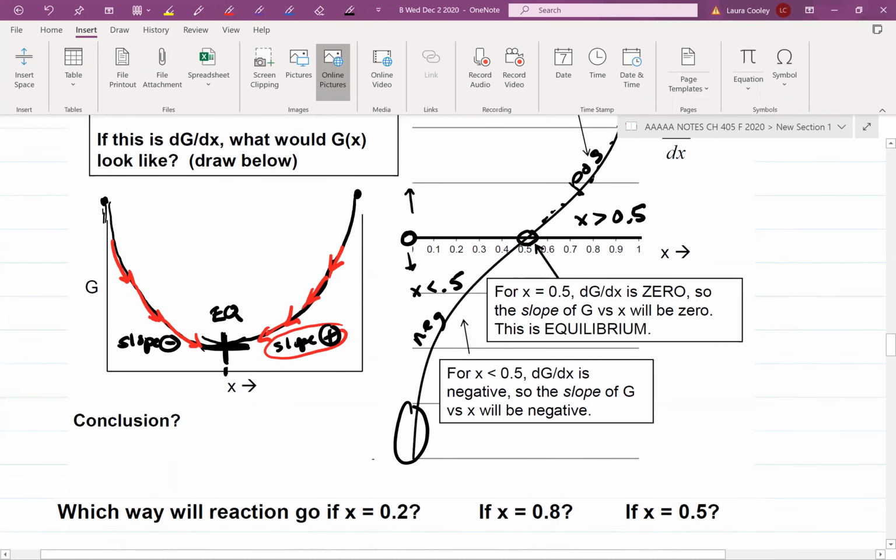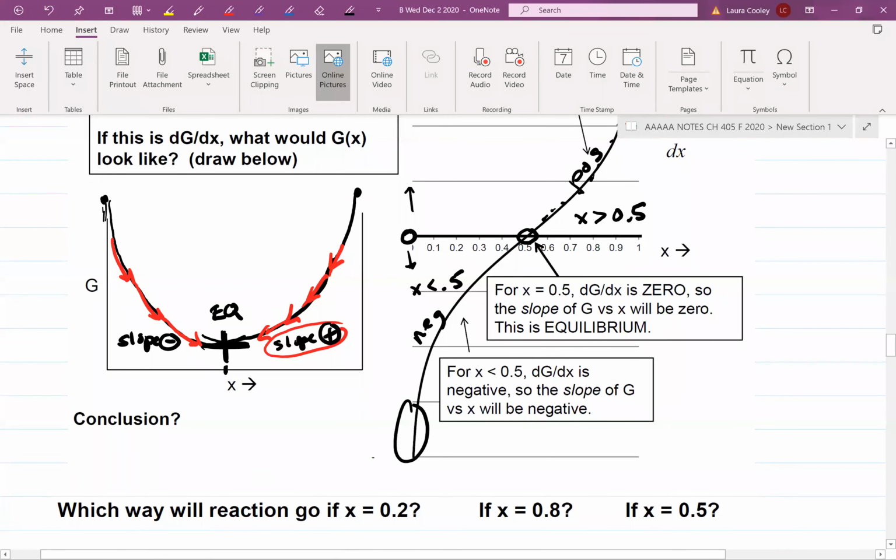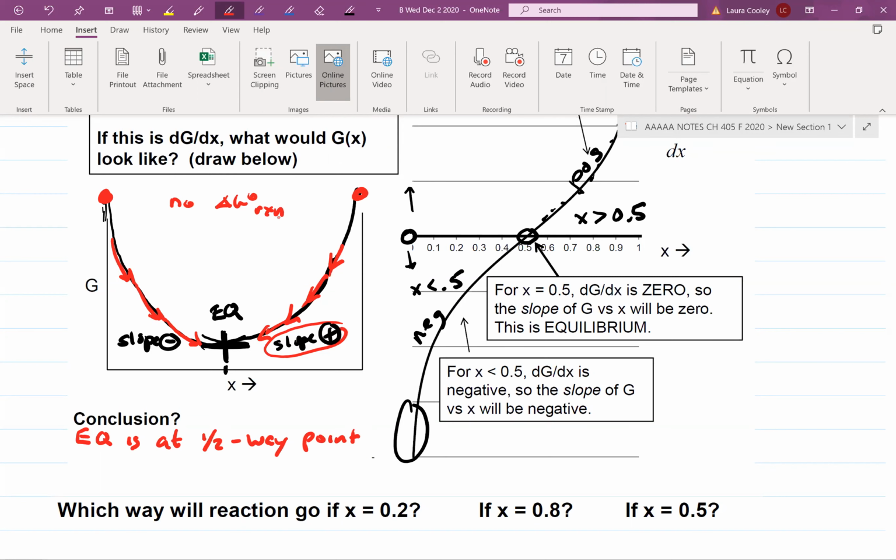So the conclusion here is that the equilibrium is at the halfway point. But remember, this and this are at the same value. There is no delta G0 for the reaction. So when you start out, you have reactants and products with the same value of the Gibbs free energy, and your minimum is going to be right in the center. There's nothing pulling the minimum one way or the other because there is no delta G0 in this reaction. So it's right at the halfway point.